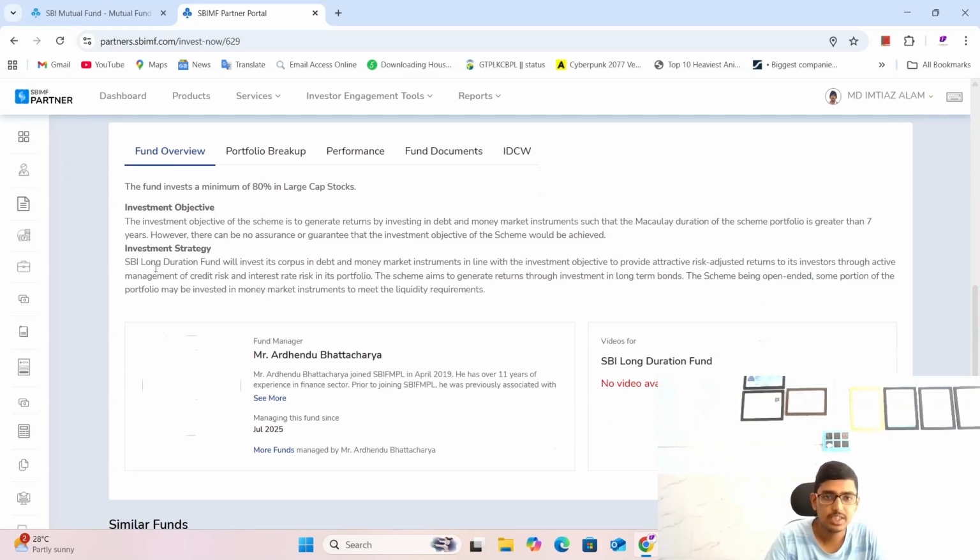Investment strategy: SBI Long Duration Fund will invest its corpus in debt and money market instruments in line with the investment objective, to provide attractive risk-adjusted returns to its investors through active management of credit risk and interest rates in its portfolio.